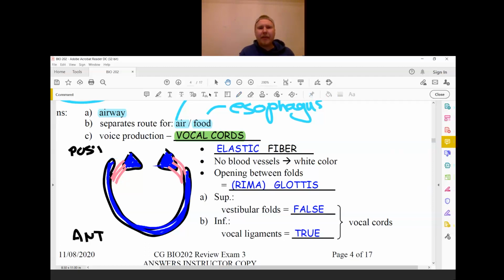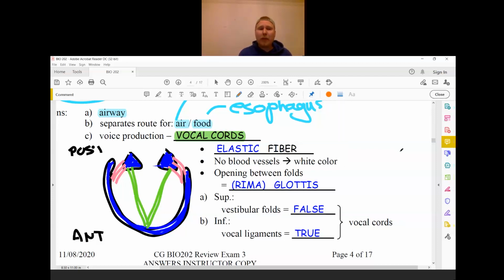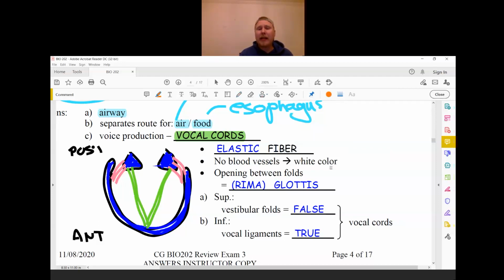And from the arytenoids, we had our vocal cords. What's interesting and worthwhile to note, there's actually two sets of paired vocal cords. And these are made of elastic fiber. Their white color is an indication that there is not really a lot of blood supply to this region, so there's not much blood flowing to this area.